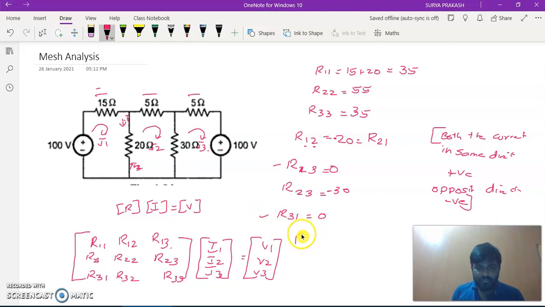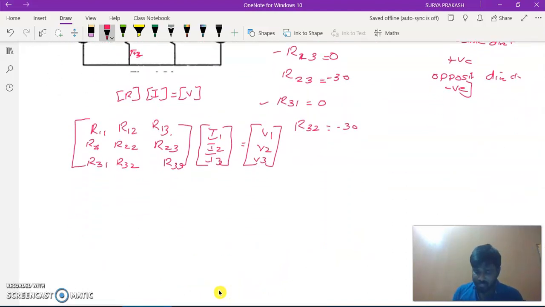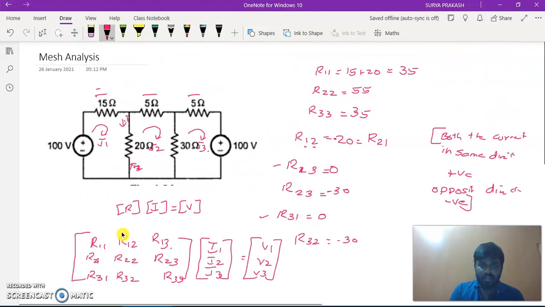The next one is R32. That is the third loop being linked with the second loop, so it is the same, R23 is equal to R32. That's the same 30. Now we can get the equation, that is the matrix for this particular resistance matrix. So let us place all the values.